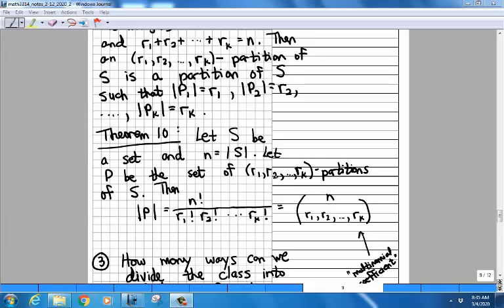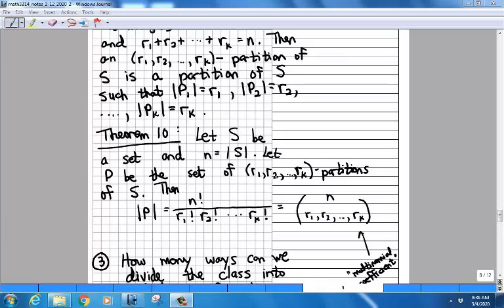Remember, in the combination formula, you take the size of the set factorial, and then you divide it by the size of the combination factorial, and then the size of the complement factorial, right? Because in a combination you have two partitions, the set and its complement. Well, in general, you may have multiple partitions. You still divide by the factorial of each of the sizes of the partitions.